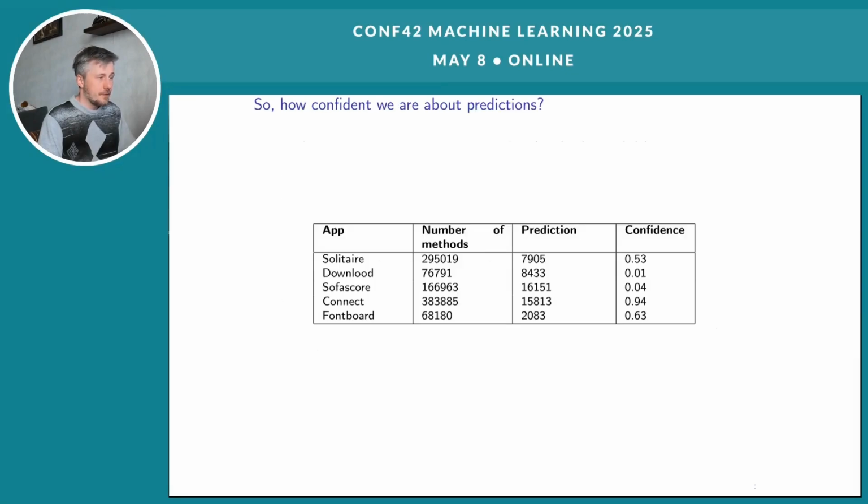So how confident are we about predictions? The confidence here is evaluated using the normal distribution function interpolation of our experimental data. We see that the number of methods which are classified as hot for the connect application seems about right, but the number of hot methods in the download application seems very suspicious. Due to the exponential behavior, the confidence for the solitaire application is still considerably high, although it depends on what threshold is chosen.